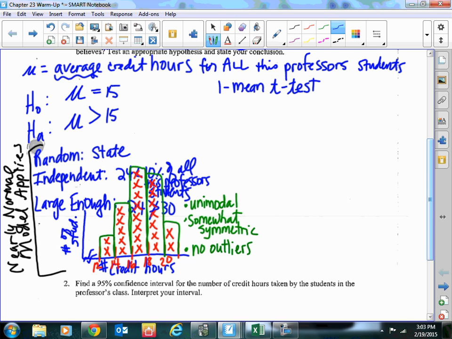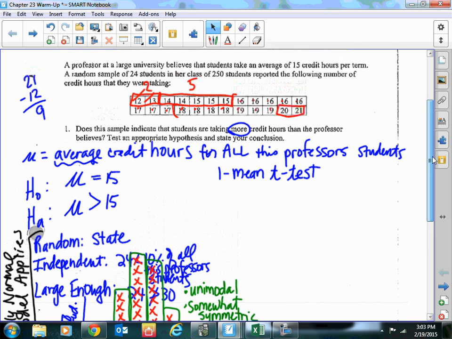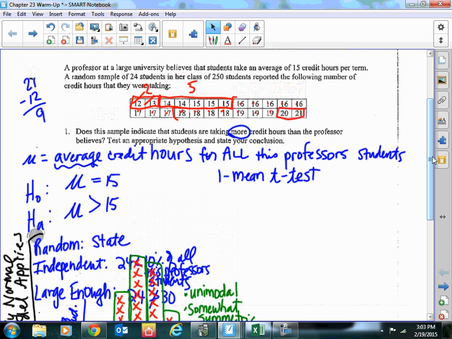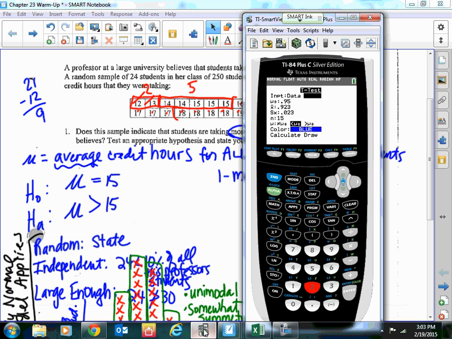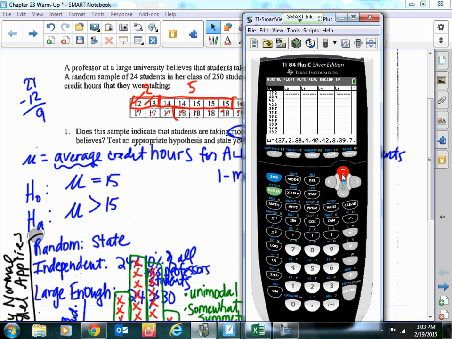So, one mean t-test. Now here's the other thing: I do not have the mean and the standard deviation given to me. That means you are going to have to go to your calculator, to Stat, Edit, go to List 1, and put the data in. I'm going to put it in real quick: 12, 13, 14, and so on. So put these in there.